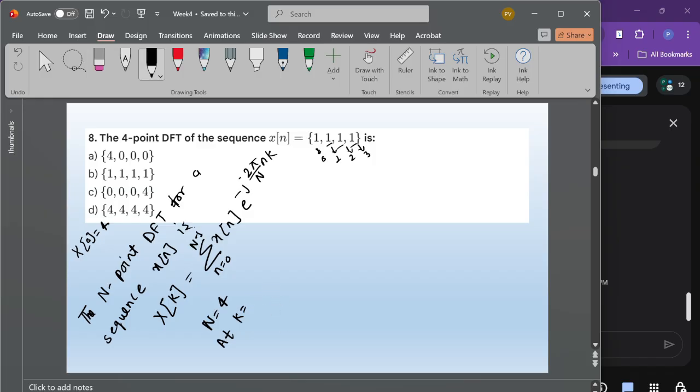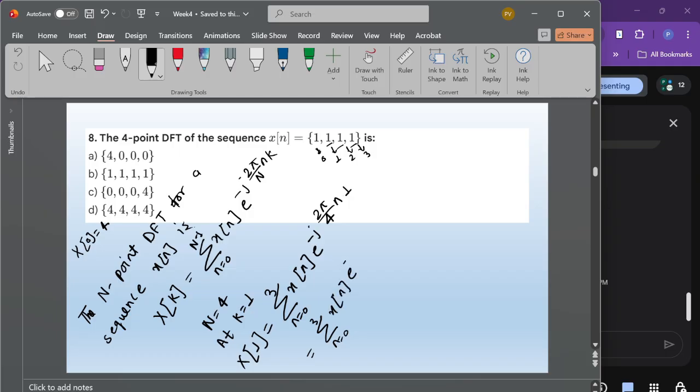So now we will calculate at k is equal to 1. So here the value X of 1 will be there, right? So here n is equal to 0 to 3, x of n e to the power minus j 2 pi by 4 n into 1, right? So now if you just calculate, n is equal to 0 to 3, x of n e to the power minus j pi by 2 n.